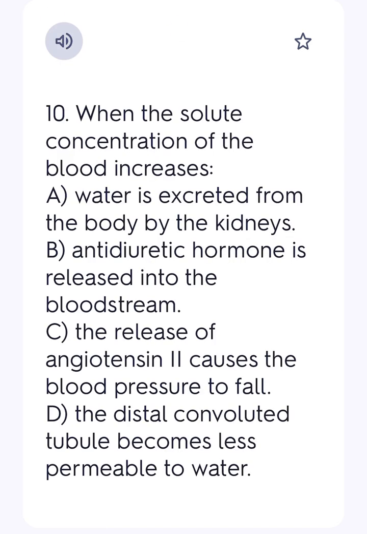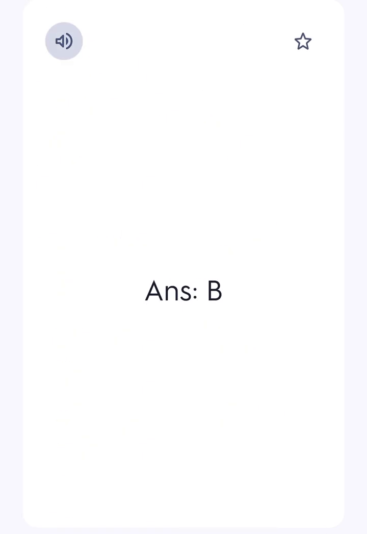10. When the solute concentration of the blood increases, A water is excreted from the body by the kidneys, B antidiuretic hormone is released into the bloodstream, C the release of angiotensin II causes the blood pressure to fall, D the distal convoluted tubule becomes less permeable to water. Ans. B.